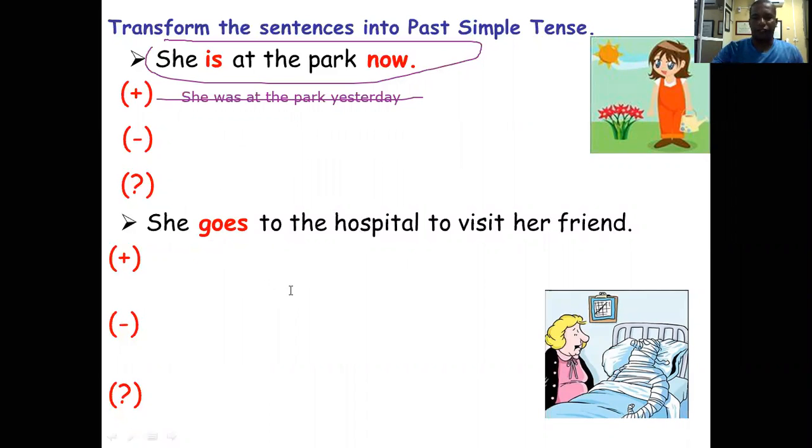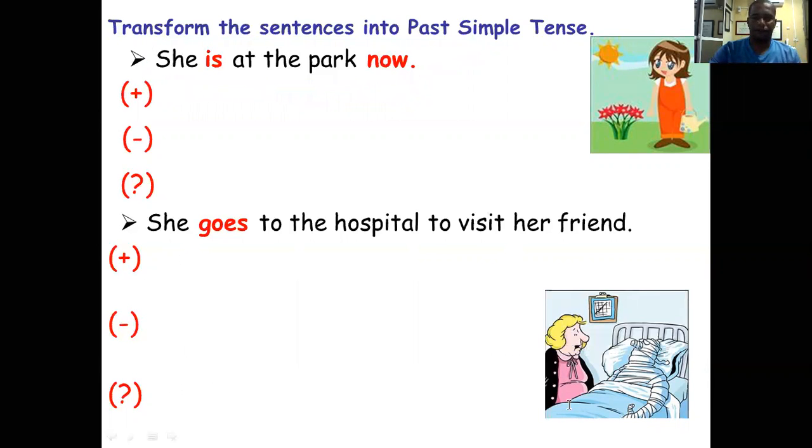Using another verb, a common verb: she goes to the hospital to visit her friend. How to make the sentence? She went to the hospital to visit her friend. Or she didn't go to the hospital to visit her friend. Did she go to the hospital to visit her friend? That's all for how you can make sentences in simple past tense.